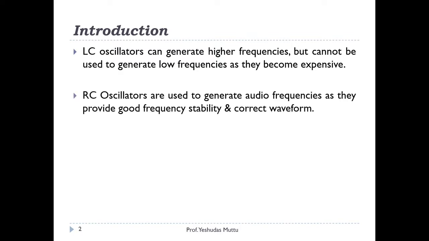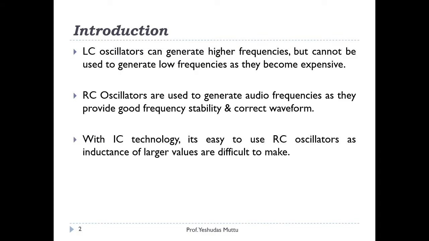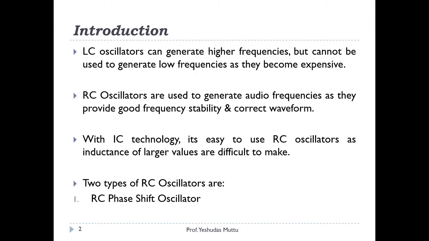So for generating audio frequencies, I can make use of RC oscillators. They provide good frequency stability and a better, distortion-less output. With IC technology, RC oscillators can be used easily because inductors of larger values are difficult to make and difficult to fix in ICs. Two types of RC oscillators we are going to study in this video. First one is the RC phase shift oscillator. Second one is the Wein bridge oscillator.